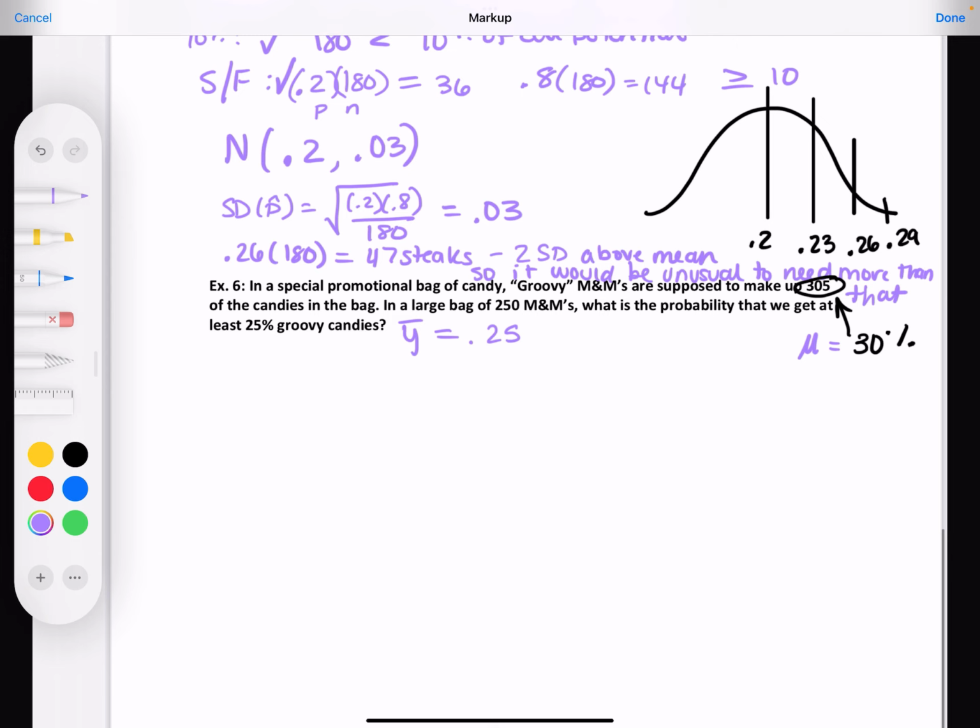Okay, that makes sense. Yeah, because that's the special checking conditions. Is it random? Yes, because it's the 10% condition. Okay, hold on. Yes, it's less than the population of M&Ms.